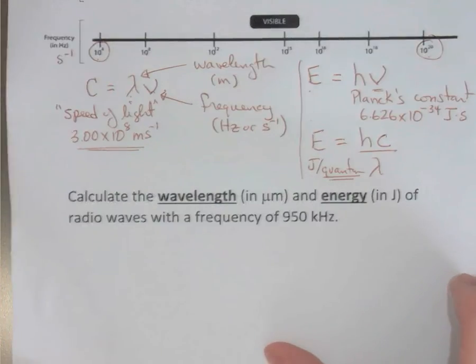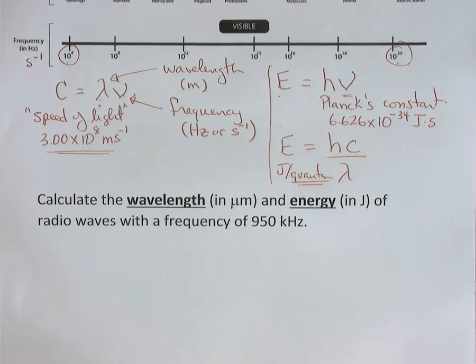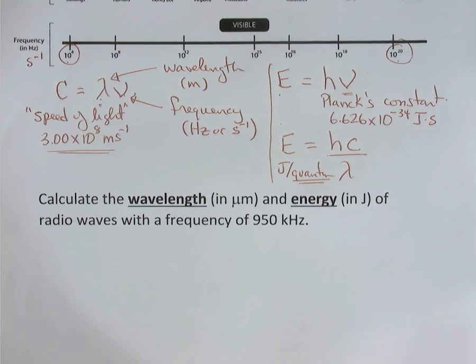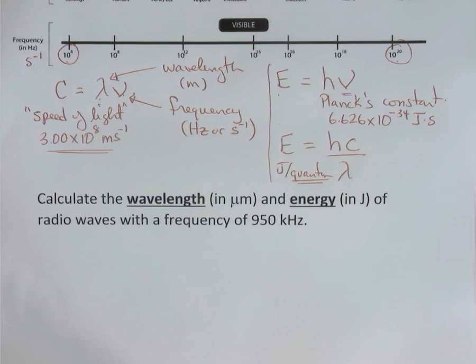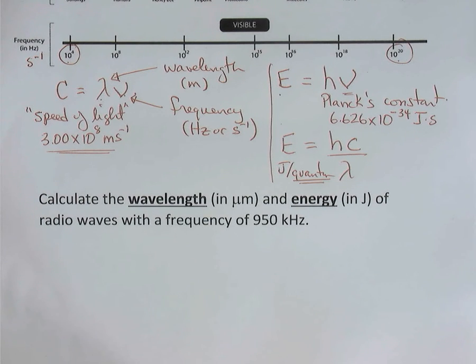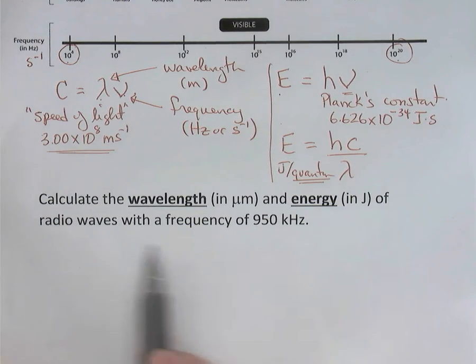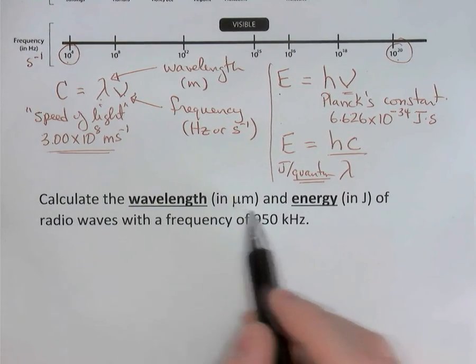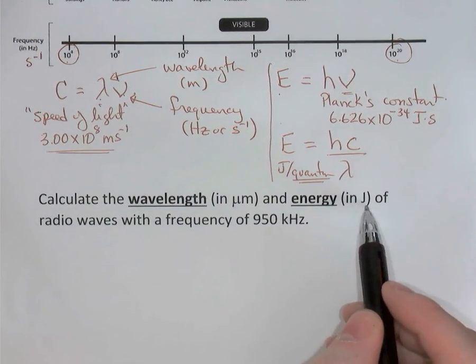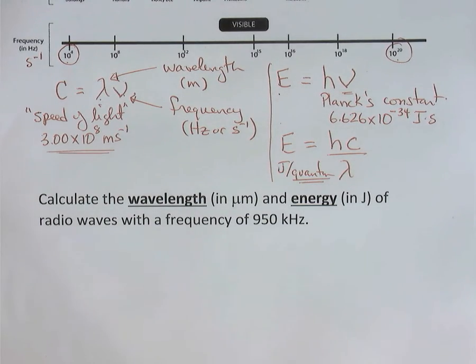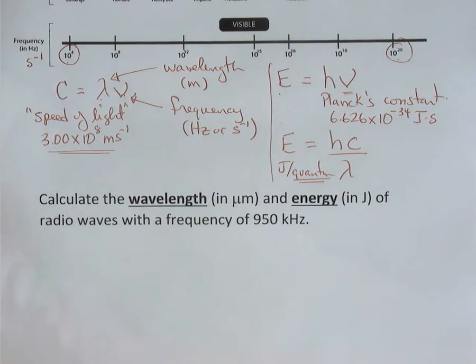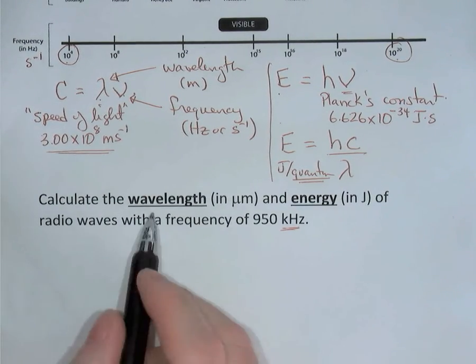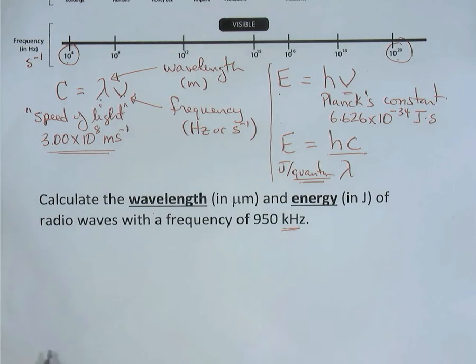All right, the first example of a calculation, see if you can pause the video if you know what you're doing and try this yourself. And again, show your work. Be sure you're paying attention to things like significant digits and showing equations and algebraic manipulations. So calculate the wavelength in micrometers and the energy in joules for radio waves with a frequency of 950 kilohertz. That kilohertz jumps out at me. All right, so the wavelength and the energy, and you've given me the frequency.